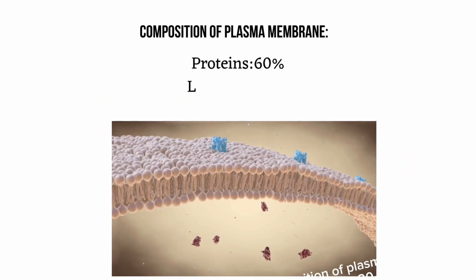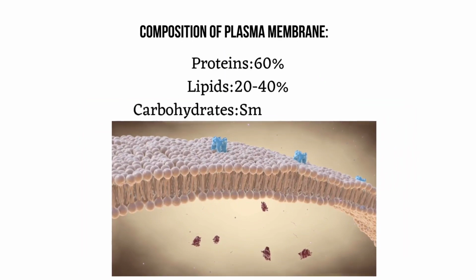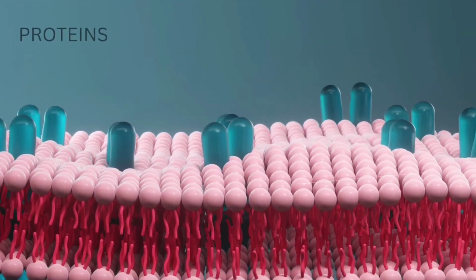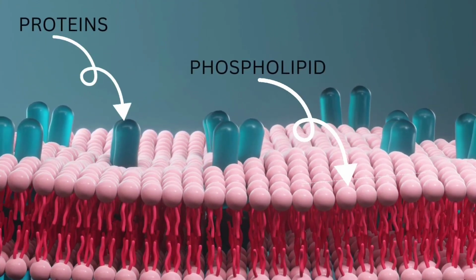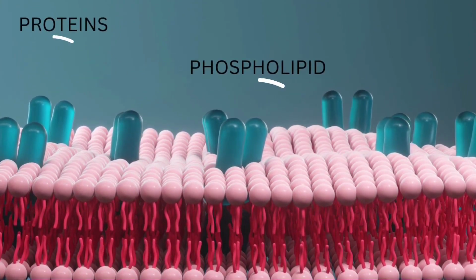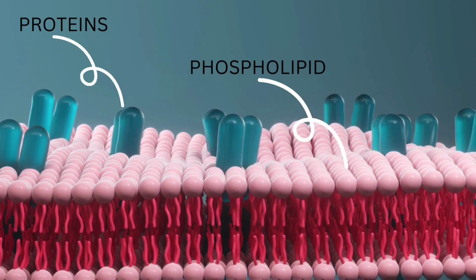Composition of plasma membrane. Chemically, the cell membrane consists of 60% protein, 20 to 40% lipids, and a small quantity of carbohydrates. The simplest model of the plasma membrane was given by Singer and Nicolson, known as the fluid mosaic model.